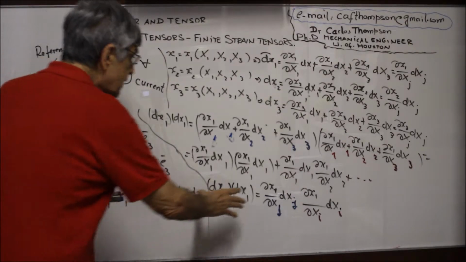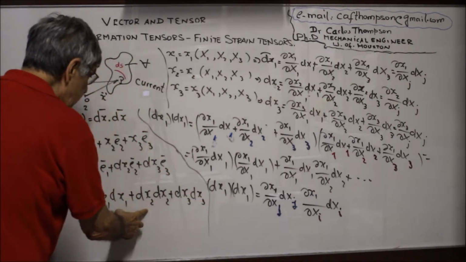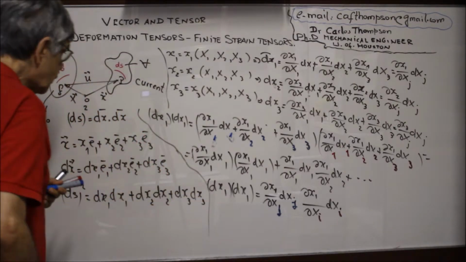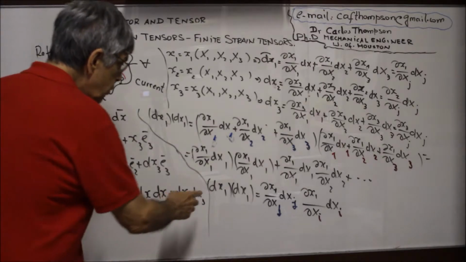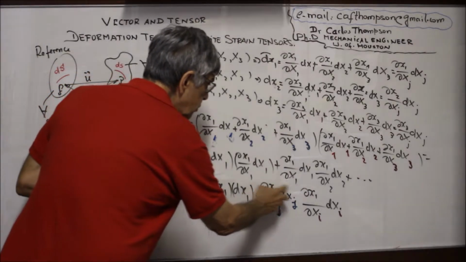So let's sum now dx1 dx1 plus dx2 dx2. So here, if you use, instead of 1, I put 2, here it will be 2 and 2.